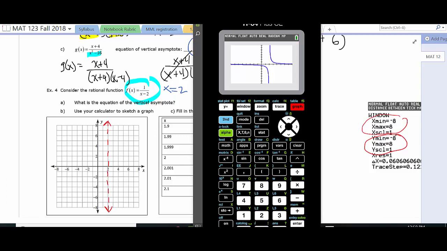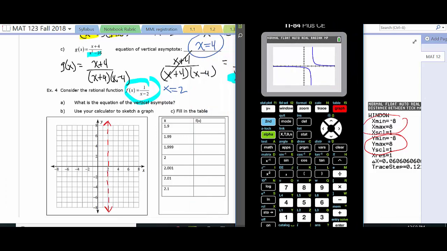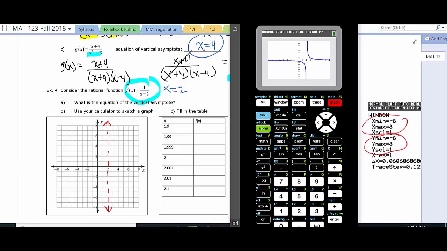Okay? Now what we're going to do is fill in this chart. You have to have the graph on your graphing calculator to get this done. Once you've got the graph in, type trace and then put in 1.9. If it's not working for you, just see me at break or after class. When x is 1.9, y is going to be -10. We're just going to fill this out together.